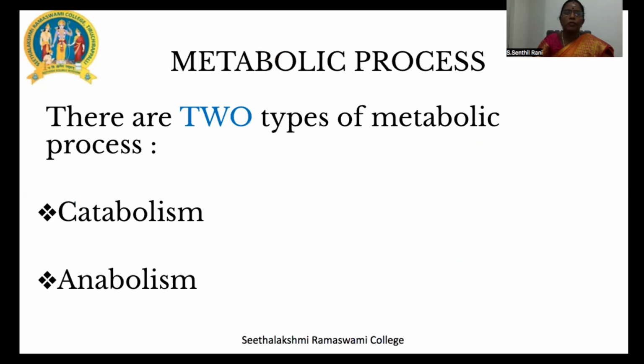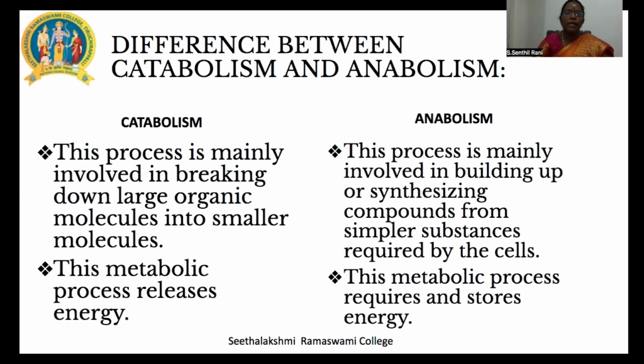There are two types of metabolic process. One is catabolism and the other is anabolism. Catabolism is a process mainly involved in breaking down large organic molecules into small molecules. This metabolic process releases energy. Anabolism is mainly involved in building up or synthesizing compounds from simpler substances required by the cells. This metabolic process requires and stores energy.